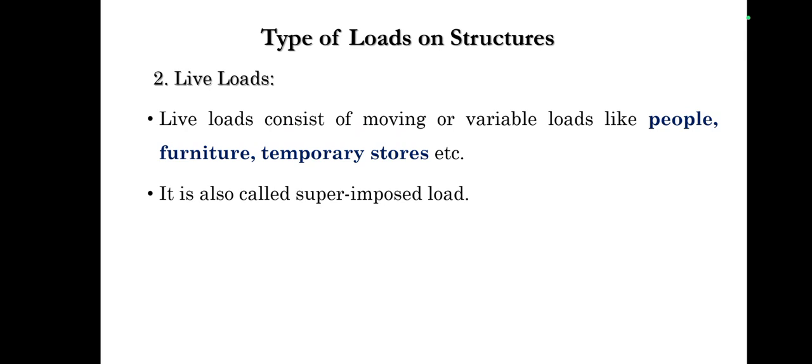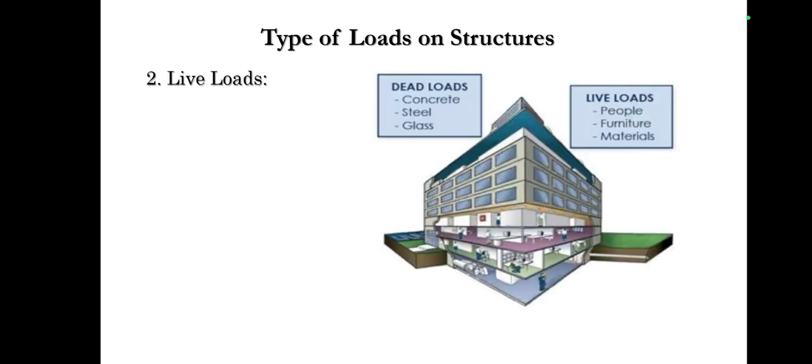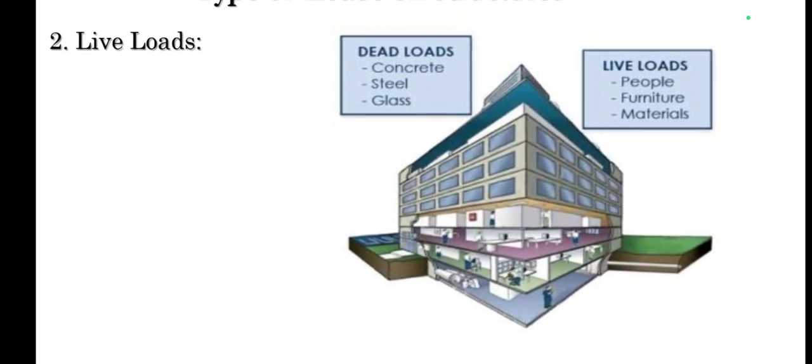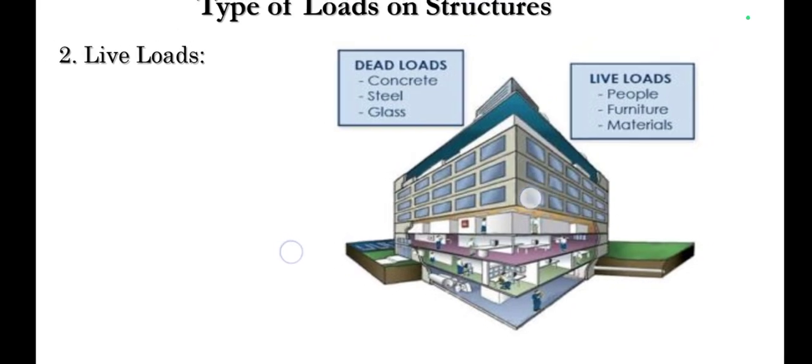Live load consists of moving or variable loads. That can be people moving on the floor, furniture, or temporary stores, whichever you place on the slabs or floors; that can be considered as live load. This is also known as superimposed load. In this image you can see the dead loads are concrete, steel, glass and materials. Live loads of people, furniture and materials in this building are considered as live loads.